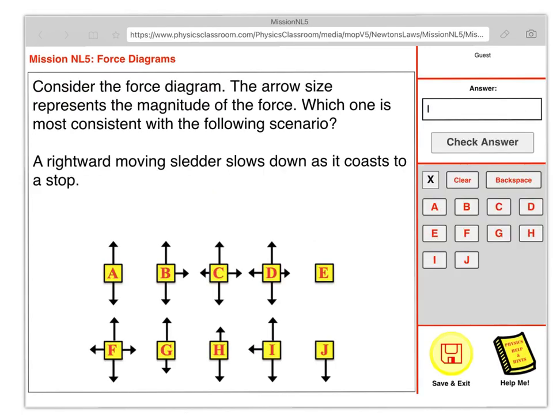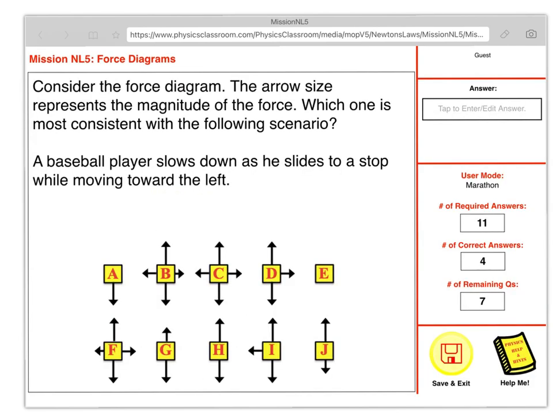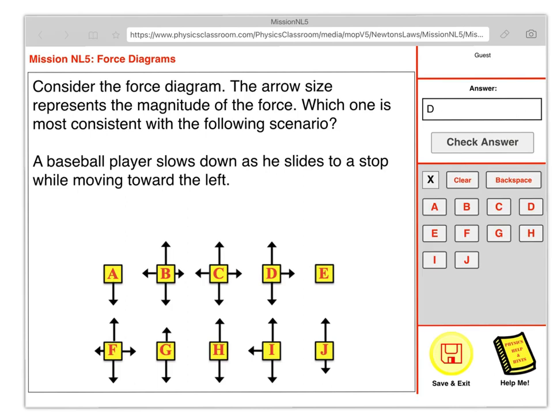So the answer should be I, because you say, well, D has a net force backwards, but there's no force pushing the sled forward, it's just gliding forward. Sliding to the left, so the net force has to be to the right, and there's only the force of friction. Nothing's pushing him forward, he's just sliding to a stop. So it should be D.